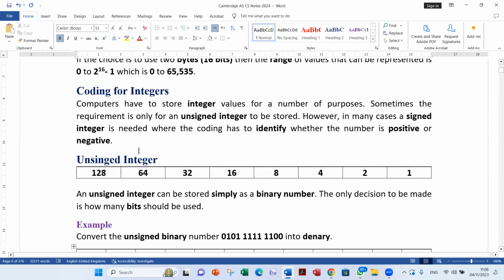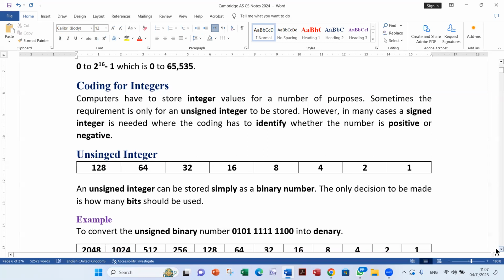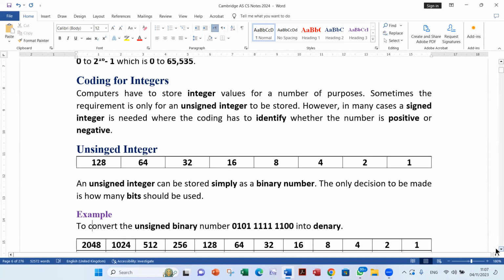This should be very easy. Convert the unsigned number 0101 1111 1100 to denary. The only thing here is that it is 12 bits. So can you remember the weights? 1, 2, 4, 8, 16, 32, 64, 128. This is only 8 bits. If you carry on, then you get 256, 512, 1024, 2048. Okay, do this yourself. Here are the weights for your reference.